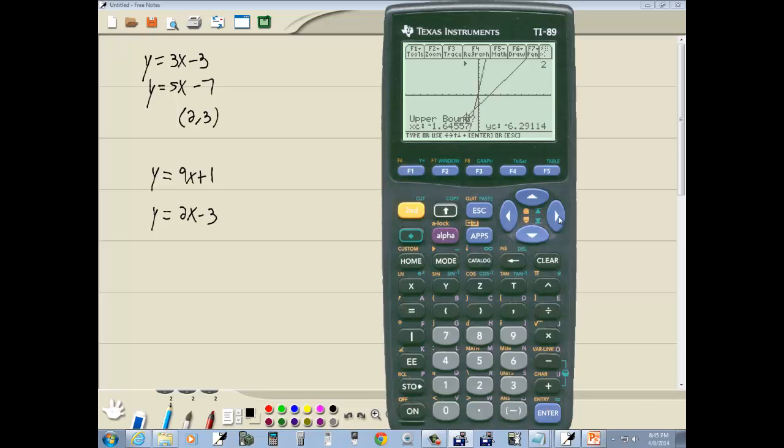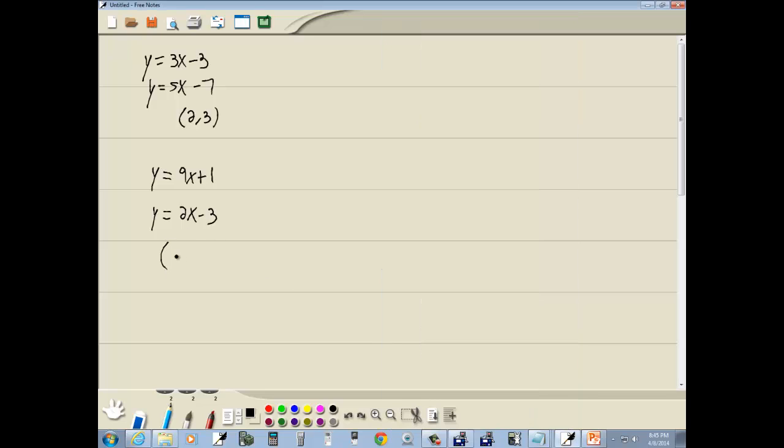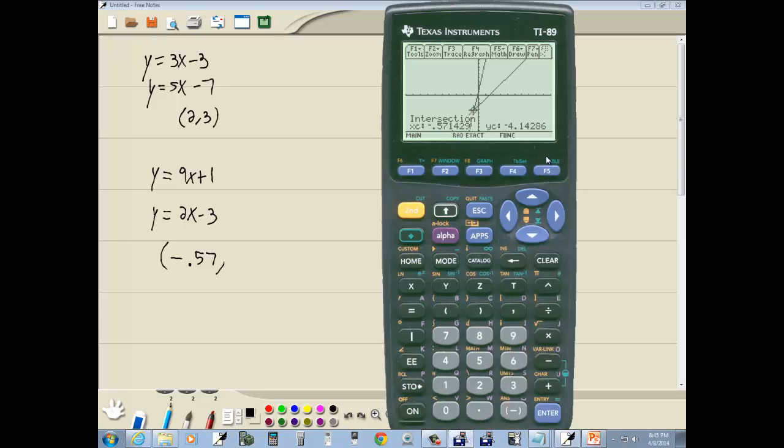We'll press enter. Then for upper bound, we'll press our right arrow key and move it to the right. Here's where our intersection is, and that's definitely to the right of it in terms of x values, and press enter. Okay, and we got negative 0.57, and then we got negative 4.14.